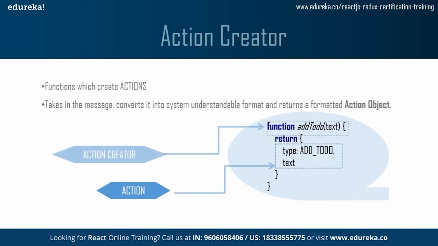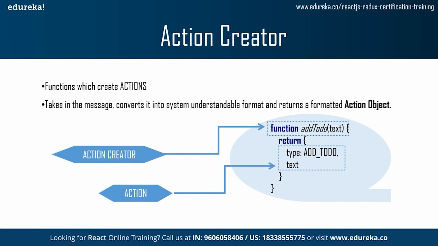Now talking about the action creator, action creators are the functions which create actions, and they take in the message, convert it into a system understandable format, and return a formatted action object. Action creators are normal functions that return the action, and to call this action anywhere in the application, we can simply use the dispatch function, where we can define dispatch, and then we can define add to do text as a part of the dispatch method. So here we can add dispatch.